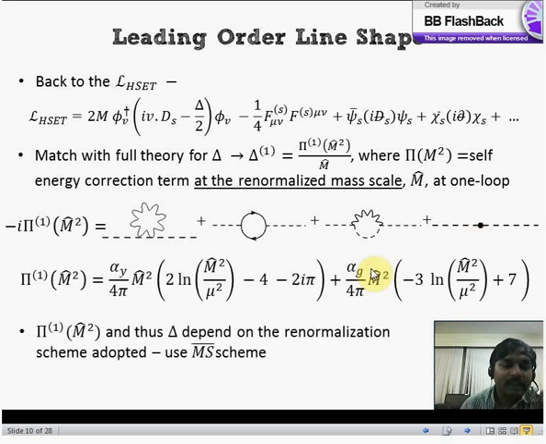These are results quoted from the paper, and after a lot of calculations, this is what you get. You can understand that here you don't have a 1 by epsilon, the poles, the singularities, have vanished, and the scheme of renormalization used here is MS bar. The scheme of renormalization is very important over here, because the ultimate answer for pi depends on that renormalization scheme, and since pi depends on the scheme, delta will also depend on the same scheme. So delta changes if you change the renormalization scheme.